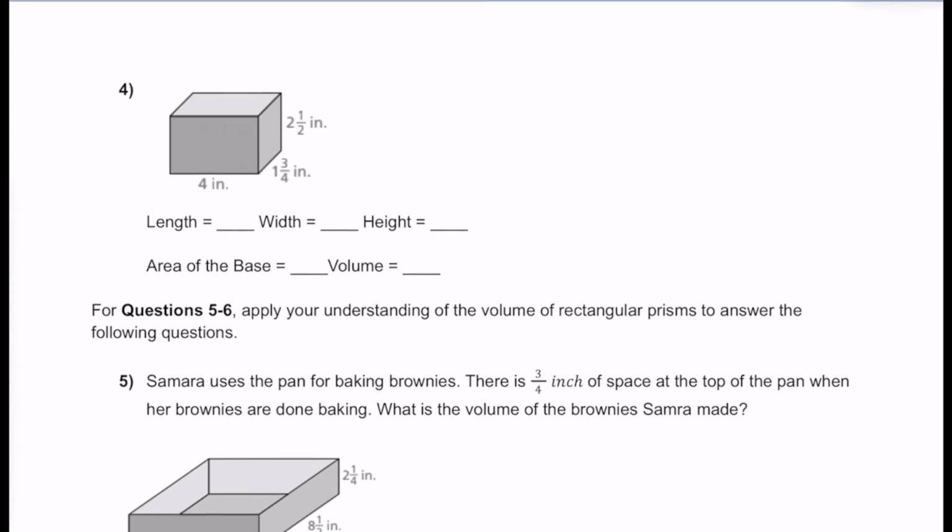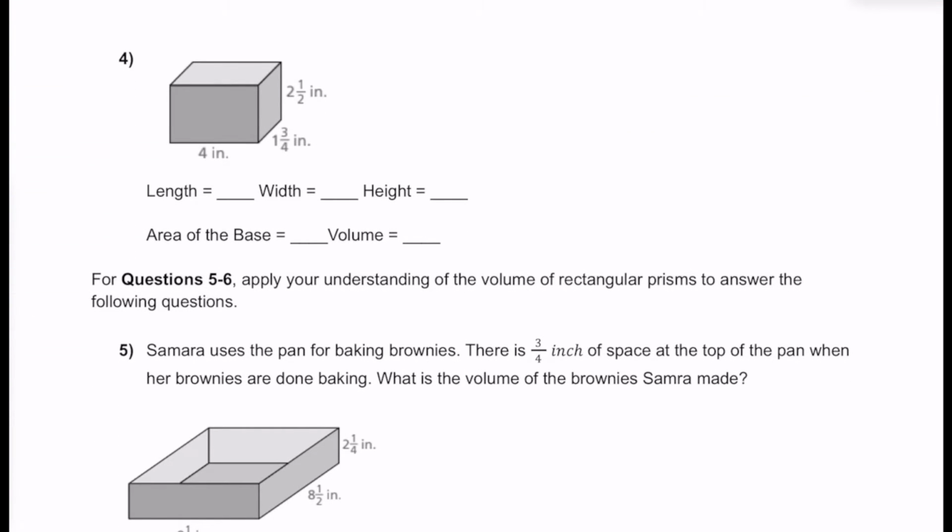All right, here is a fourth example. For this one, very similar. We got some fractions again here. So for our length, let's go ahead and say that's going to be 4. For the width here, let's go ahead and say that's 1 3/4. And then for the height is going to be 2 1/2. So let's go ahead and put all that information in here. Okay, so we have the length is 4, the width is going to be 1 3/4. And then the height here is going to be 2 1/2.